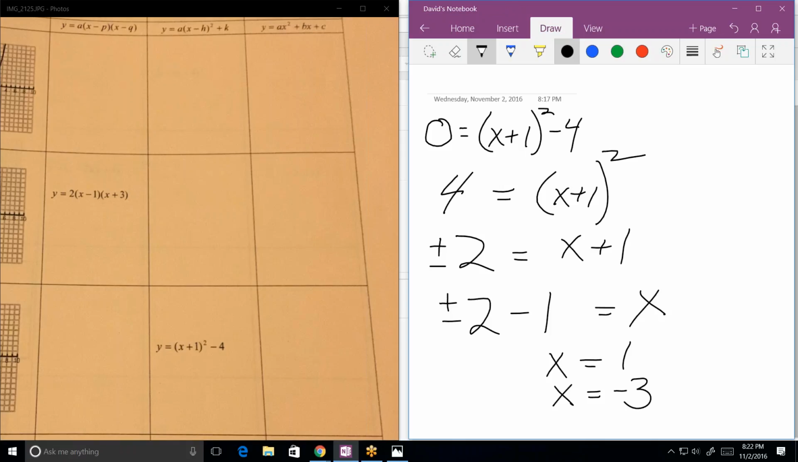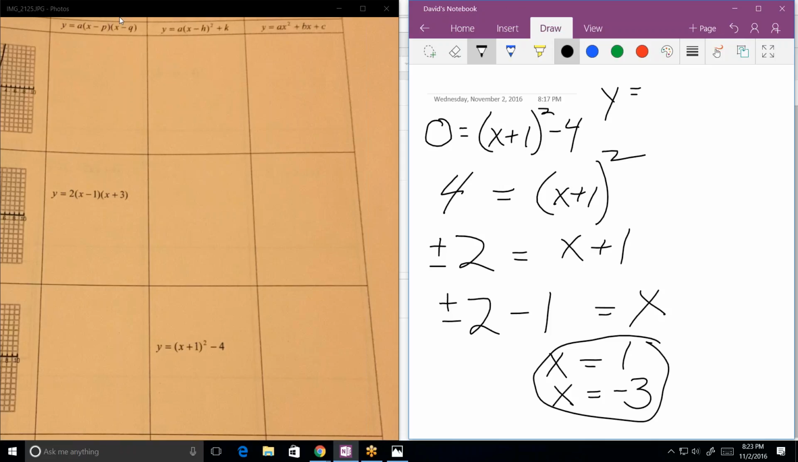Okay? So now let's figure out how to write the equation in this format on the left. You know what a is? A is 1. In other words, they gave us vertex format, which means a is 1, because there's no coefficient in front of this. Okay? So we know the two x intercepts, that's p and q.